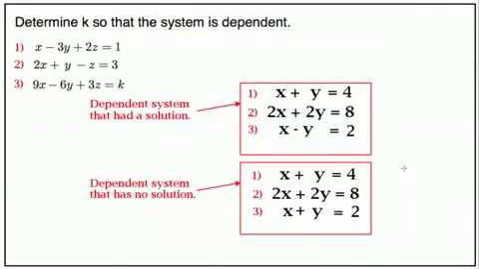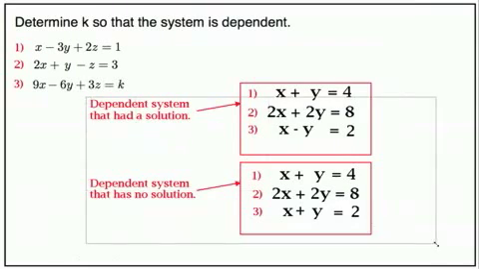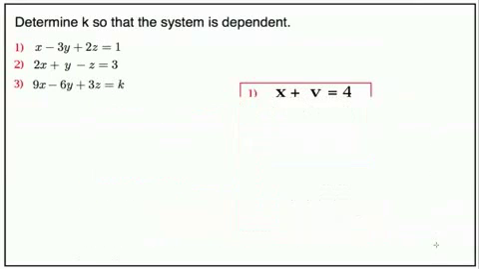A system can be dependent and have a solution. It can be dependent and have no solution. So there's two questions here. Whether a system is dependent and then whether or not that system has a solution. And that's where things get tangled. Fortunately here in this problem, they only asked us to find a dependent system. In other words, we want to find a k here that makes this thing a clone of these above.